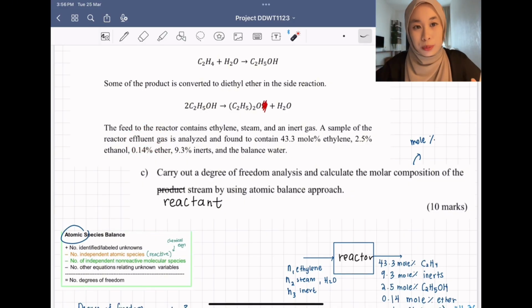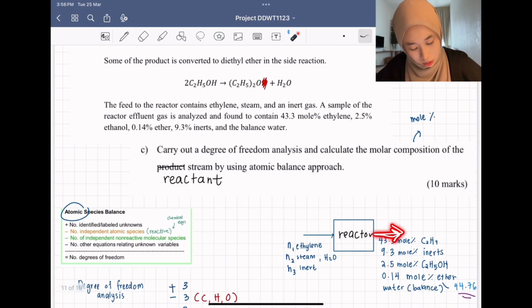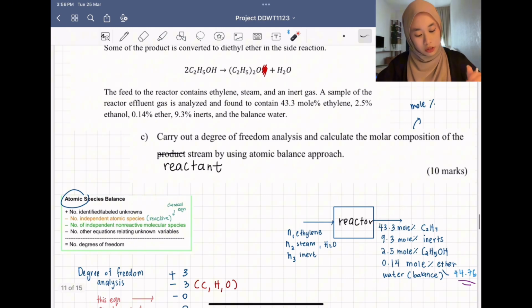Effluent tu maksudnya output. Output gas is analysed and found to contain 43.3 mol. Okay, so sekarang ni effluent tu output. Output maksudnya product. Okay, so dia bagi molar composition product lah, untuk ethylene, ethanol, ether, inerts and balanced water. So you boleh buat output, arrow keluar macam ni. Then you list out all the products of molar composition yang dia dah bagi.